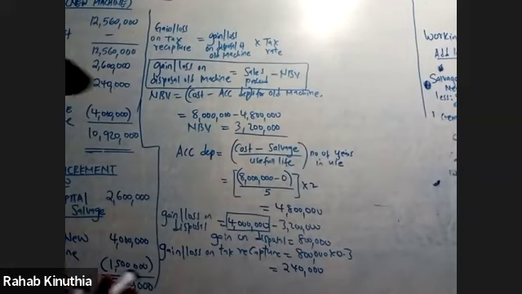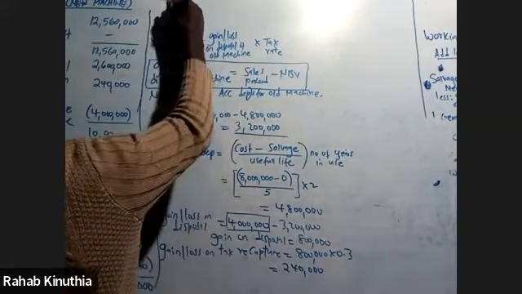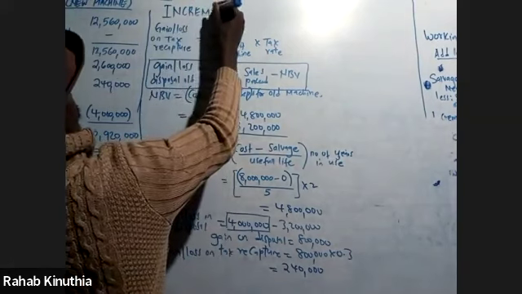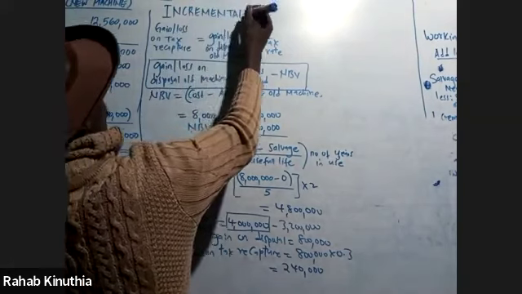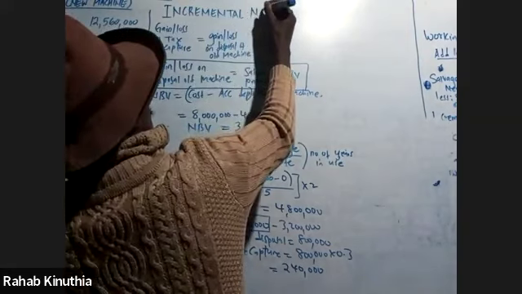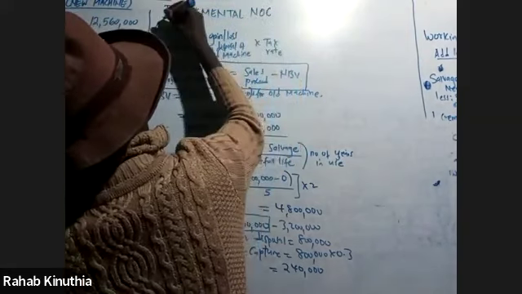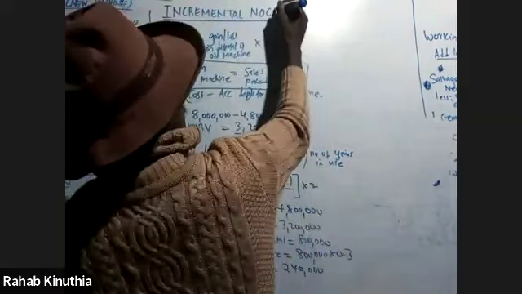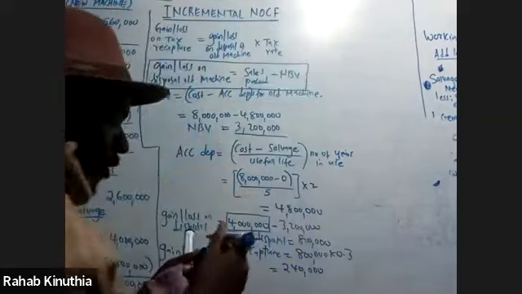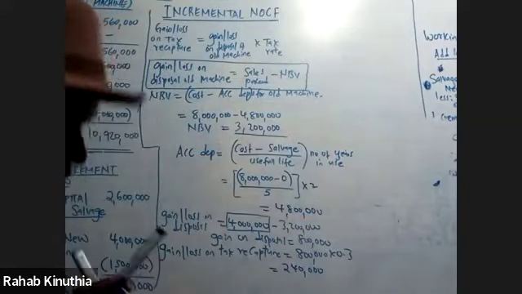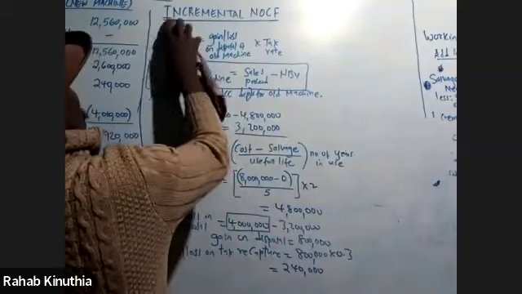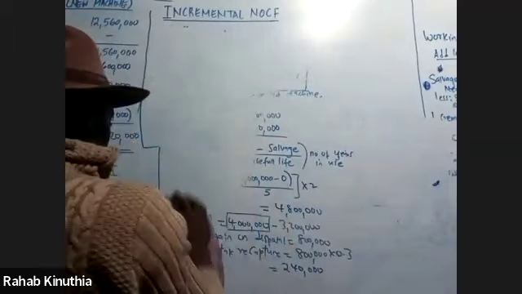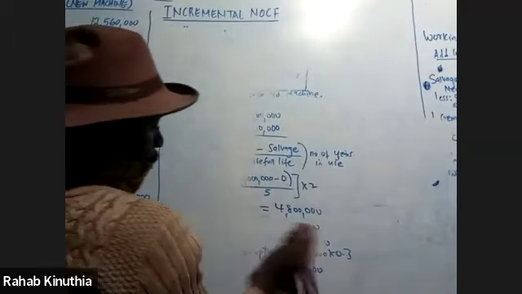So next, I want to do incremental net operating cash flow. Incremental net operating cash flow. Now, we need to start from where? From sales. But our question, imeanza from where?